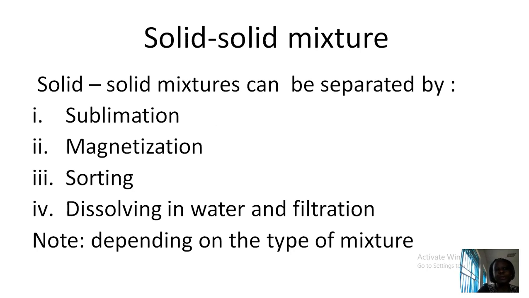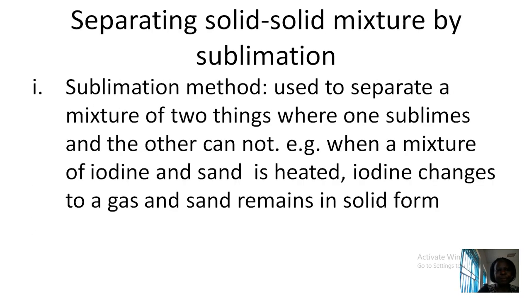I'll begin with the solid mixture. Depending on the type of mixture that you have made, we have different ways that they can be separated. One of them is by sublimation, another one magnetization, three by sorting, four by dissolving in water, and then you carry out filtration. All those methods of separation will depend on the type of mixture. I'll begin by looking at the different ways of separating the solid mixture, and I'll begin with sublimation.